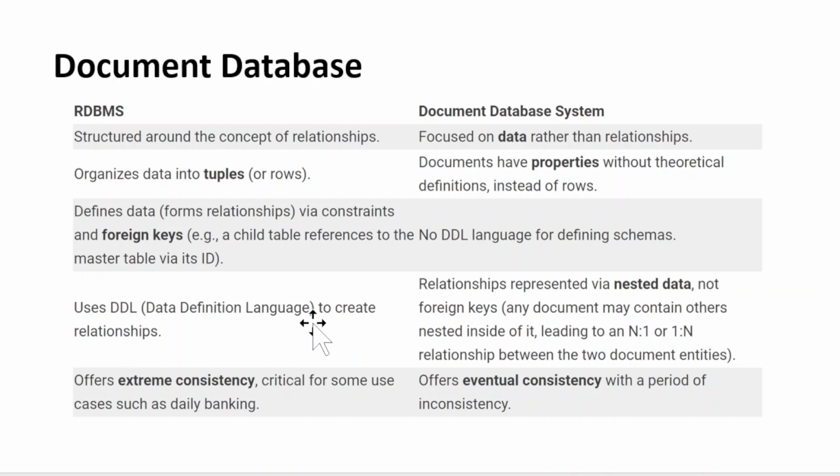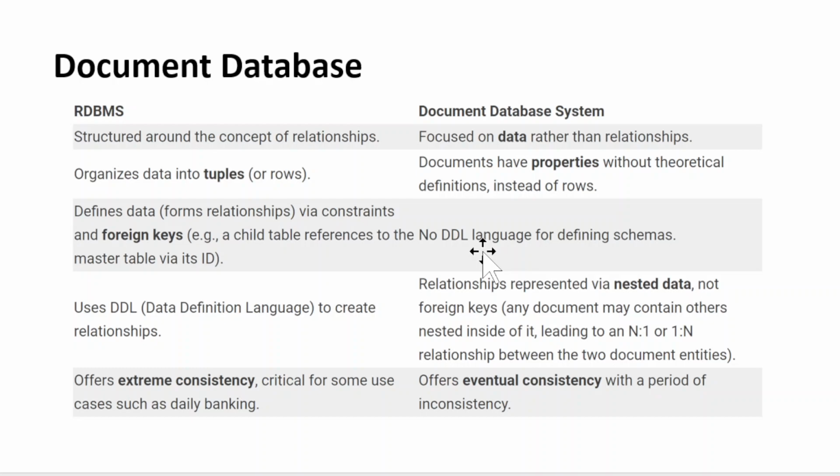So remember DDL, data definition language. That's how we create our tables, we alter our tables, and that's how we assign keys. It's all in the data definition language, and it builds our schemas. And again, NoSQL doesn't use data definition language to create relationships. Relationships are represented via nested data, not foreign keys. Any document may contain others nested inside of it, leading to an n-to-one or one-to-n relationship between two document entities. Again, the many-to-many doesn't really break the document store.